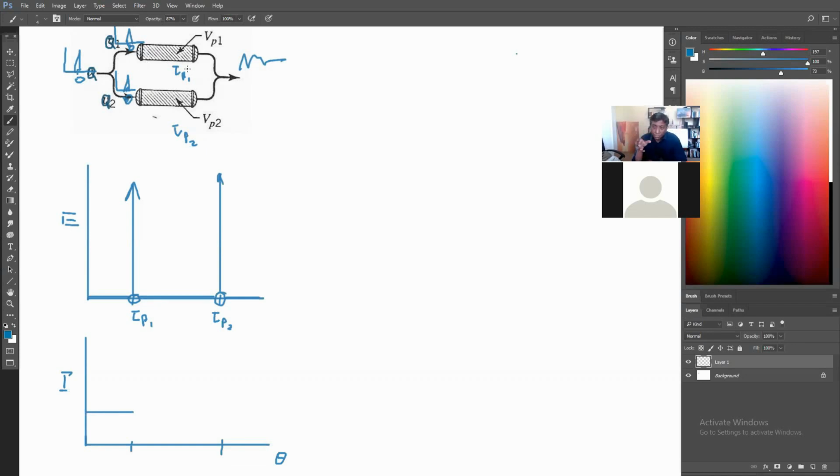But remember, the whole point of this is not to estimate tracer spikes. The whole point of this is to estimate the age distribution of the fluid. So we were just using the tracer as a kind of measurement of what each fluid element is doing.